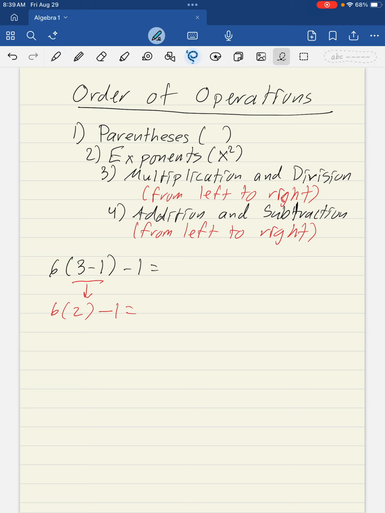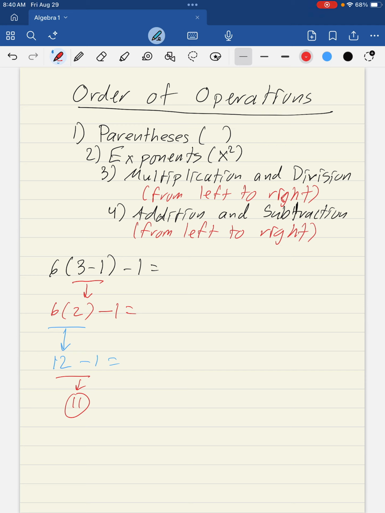What do I do next? Well, I have a subtraction, and I have this situation right here. Remember, if a number is next to a parentheses, we have a times. So multiplication is going to go before subtraction. So I go 6 times 2 is 12 minus 1. Then we can just finish up the problem right here. 12 minus 1, that's subtraction. We know what that is. That's going to be 11. Boom. Ta-da. There we go.